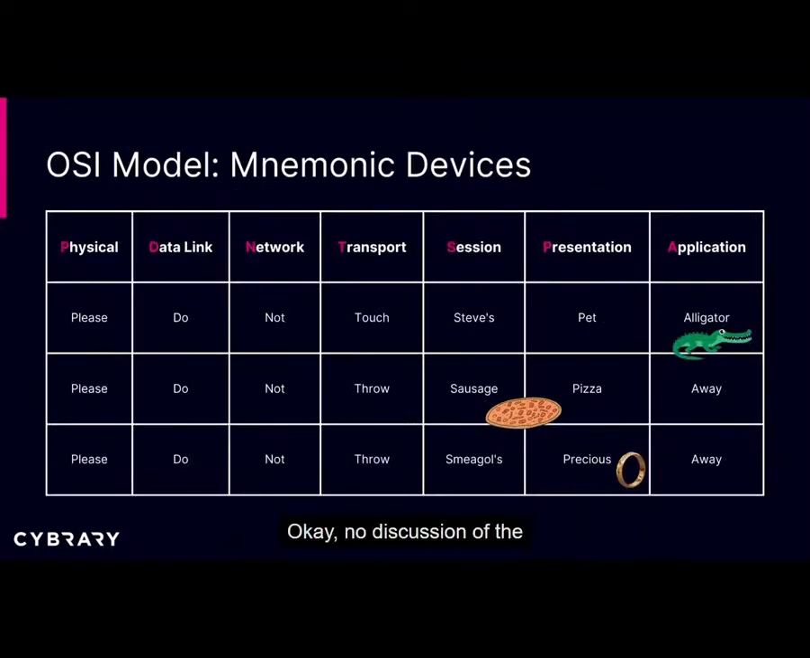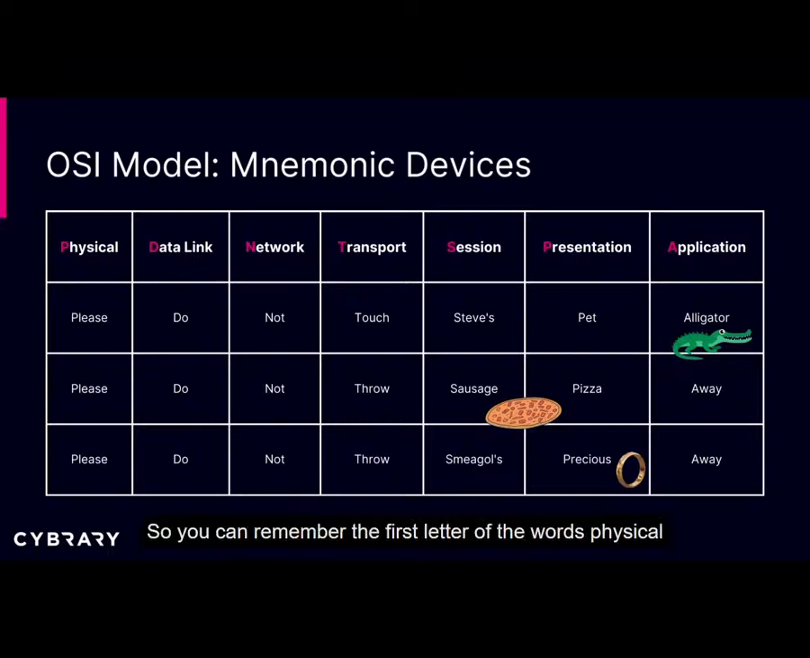Okay, no discussion of the OSI model would be complete if it didn't contain at least one mnemonic device to help you remember the layer names. A mnemonic device is basically a phrase that helps you remember a list of things in the proper order. I'm actually going to give you 3 mnemonic devices to choose from, and you can pick the one that you remember best. These list the layers in order from layer 1, physical, to layer 7, application.